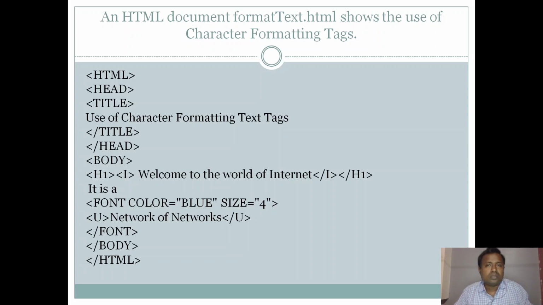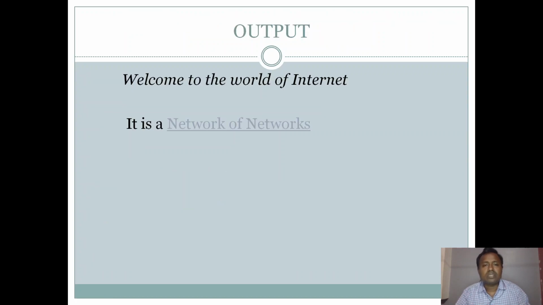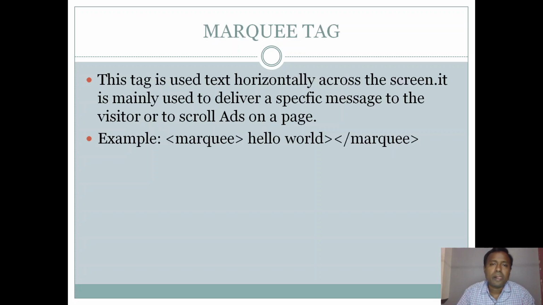Now see, there is one simple example here. What I have done is I started with one heading tag h1. Within that I used some italics. Then I set the font color as blue and size as 4. Then after I have used the underline. So if you want to check this, yes, you can execute this code and then you can see how exactly it is going to render the content. Okay, this is how it is going to display the output.